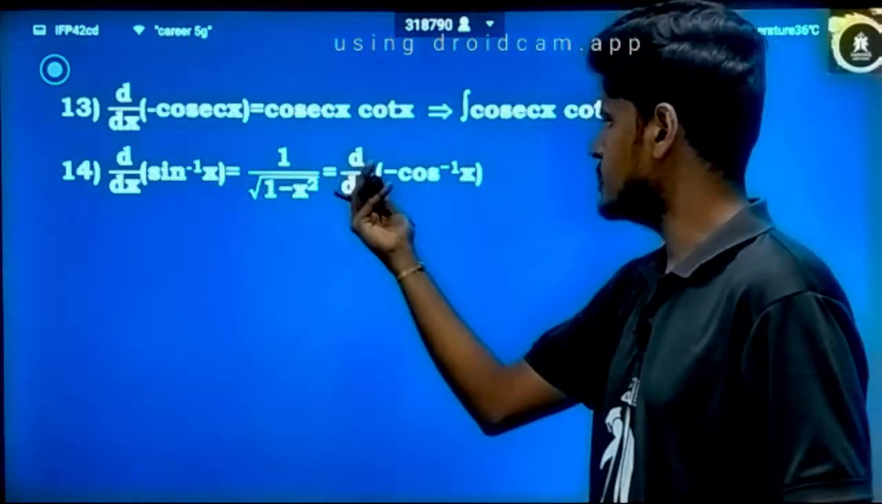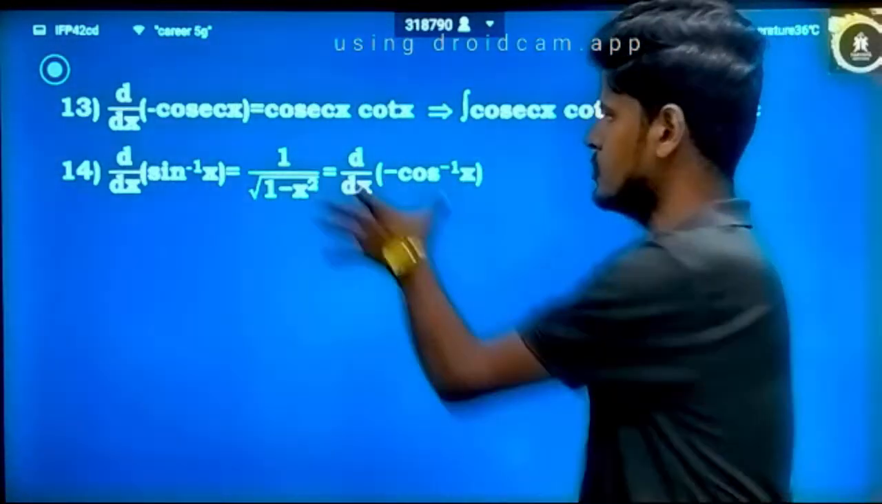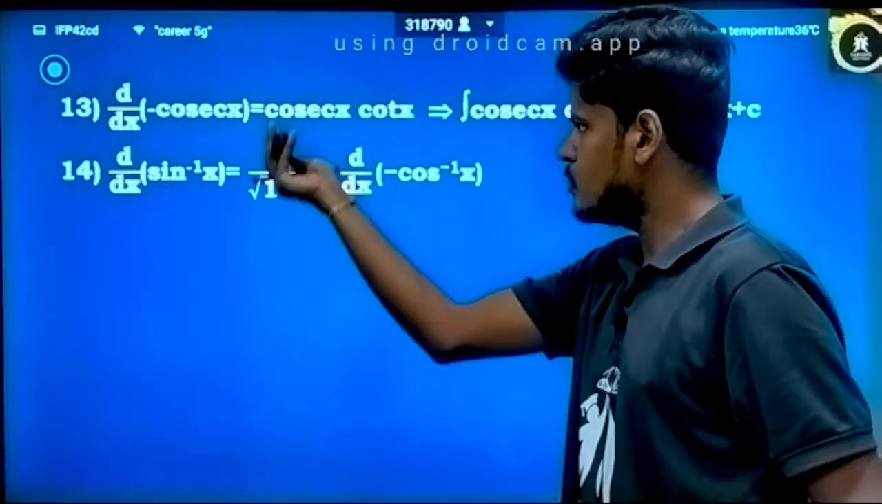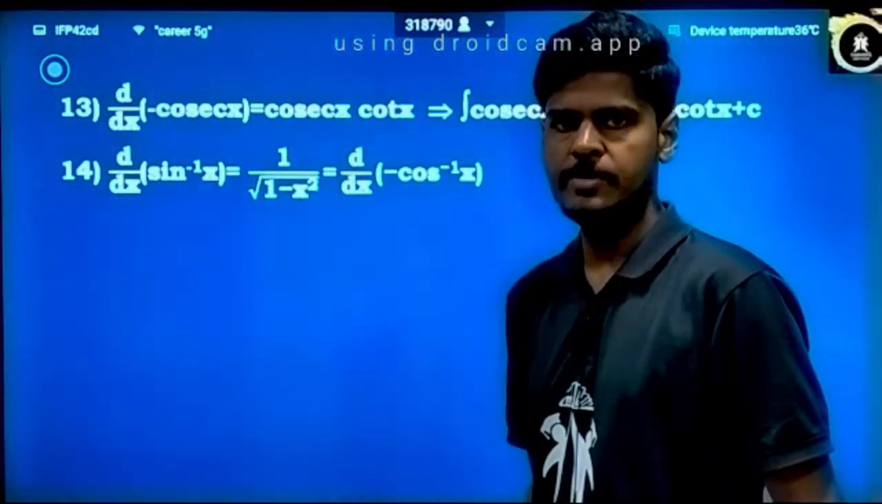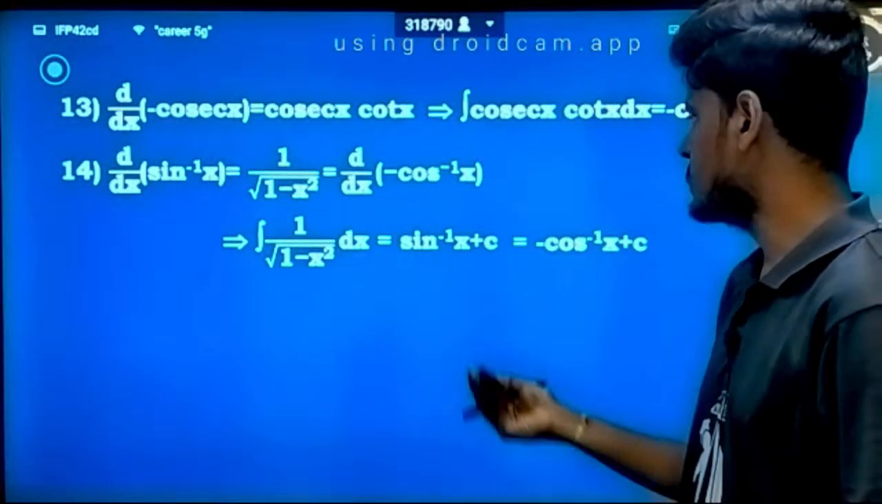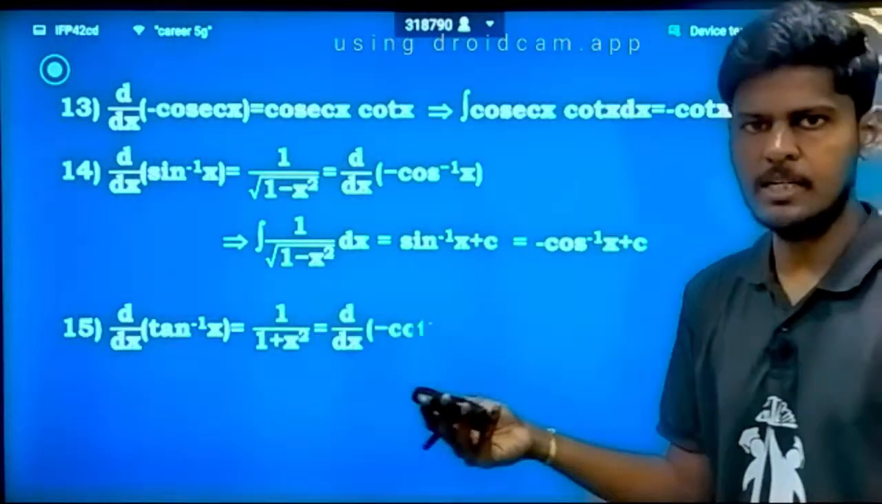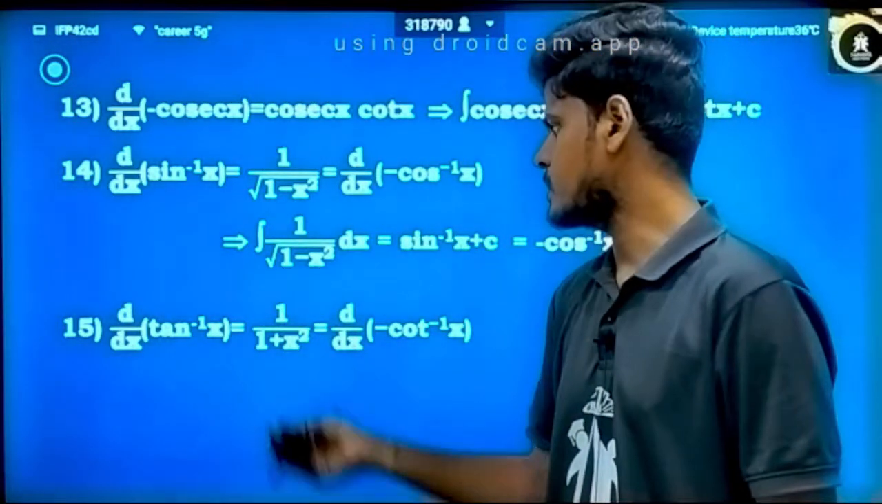So you can write this as differentiation of minus cos inverse. That means when we integrate 1 by root of 1 minus x square dx, then we will get sine inverse or minus cos inverse. Add constant all the time for indefinite integration.